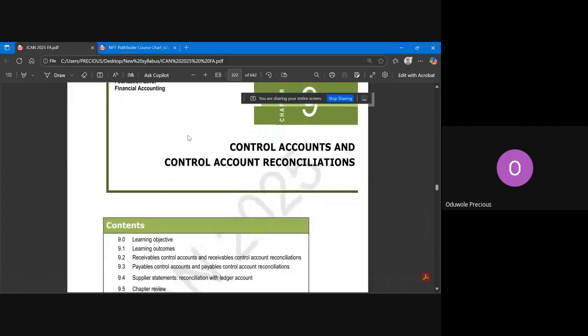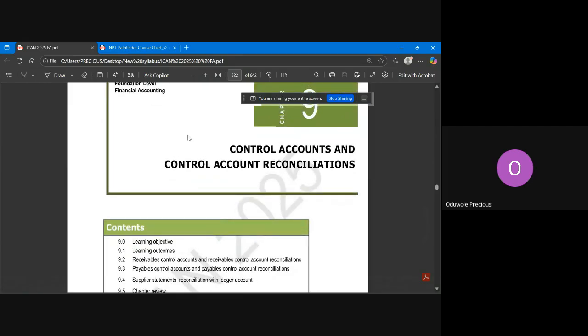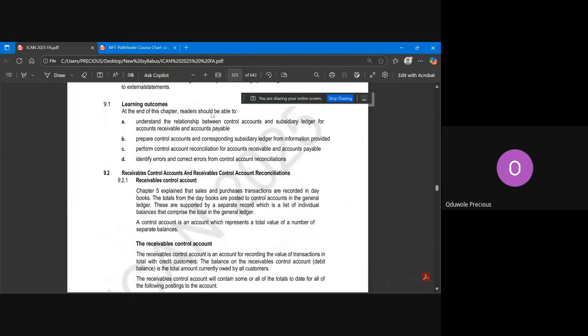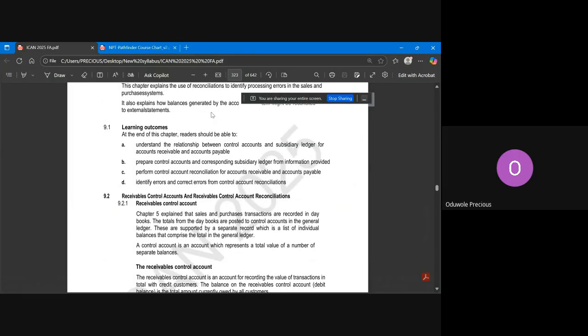So the topic again is control accounts and control account reconciliations, right? First of all, we'll start with what a control account is. Although they didn't give the definition here, and those in foundation will never be asked what a control account is. But because people in ATS2 are also doing this topic, some of you might need it. So a control account is just a memorandum account.